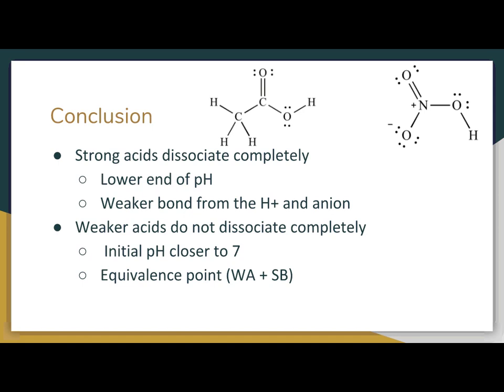strong acids dissociate completely. So using that kind of feature, we already knew nitric acid was strong, so the H plus will get popped off over there, and in that case it will donate more H plus, thus lowering the pH.